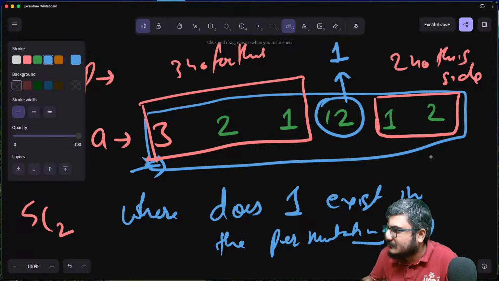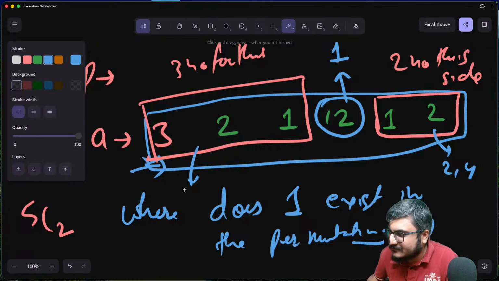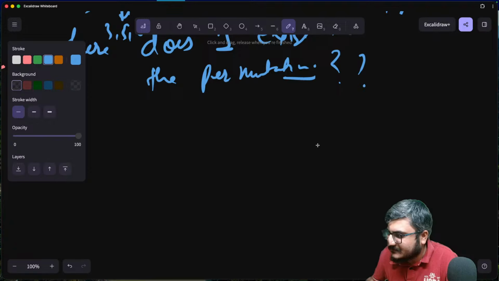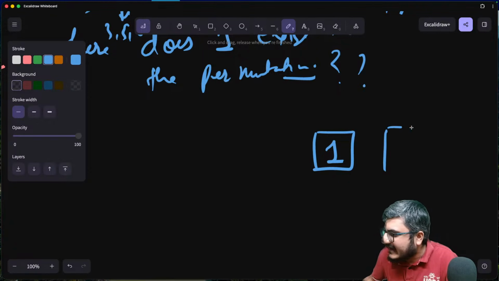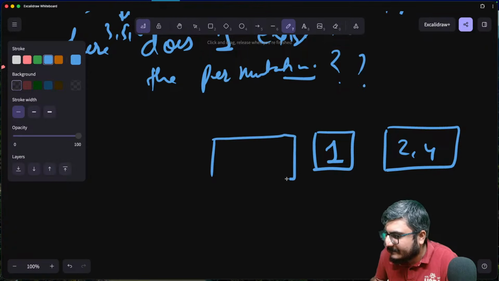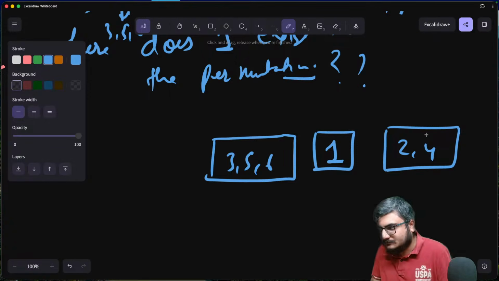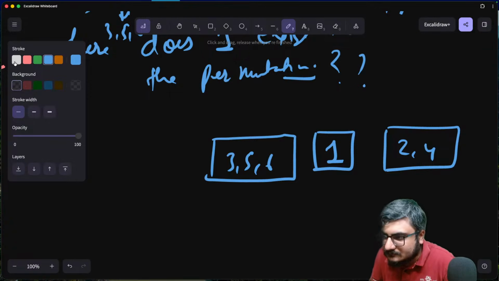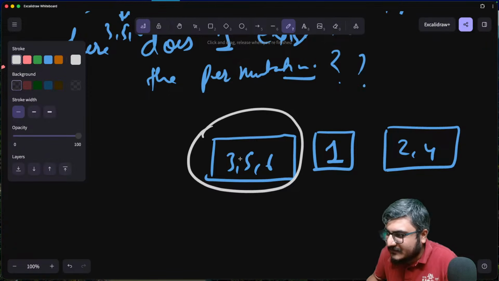Let's say we give 2 and 4 on this side, and here we have 3, 5, 6. So what I'm saying is I have fixed my position of 1 here. I have 2 and 4 on this side, and 3, 5, 6 on this side. Now I can again treat this as a problem for a permutation of length 3.